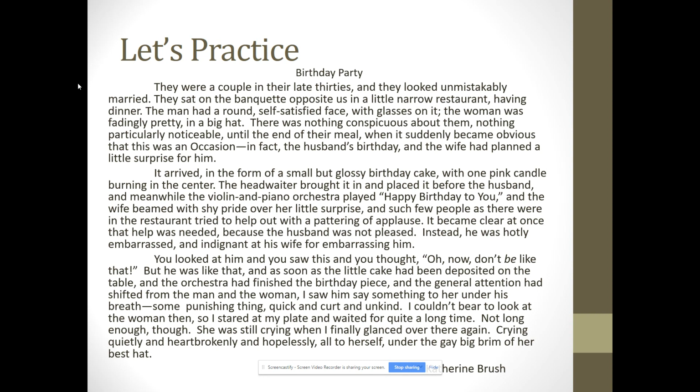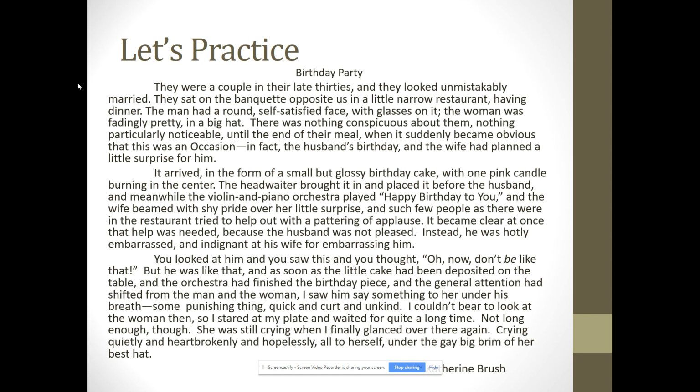And as soon as the little cake had been deposited on the table and the orchestra had finished the birthday cake piece, and the general attention had shifted from the man and the woman, I saw him say something to her under his breath, some punishing thing, quick and curt and unkind. I couldn't bear to look at the woman then, so I stared at my plate and waited for quite a long time. Not long enough, though.